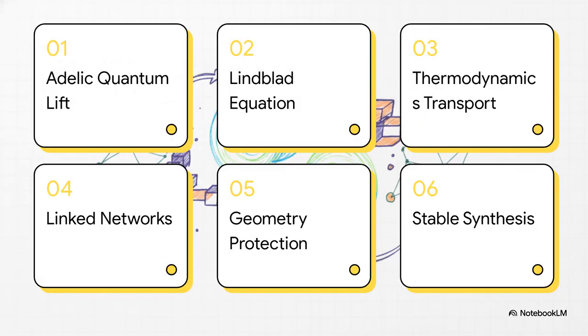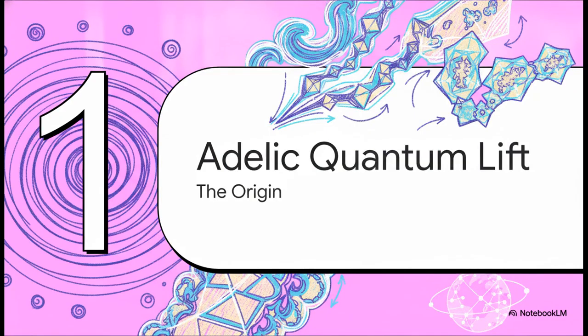Here's our roadmap for the explainer. First, the Adelic quantum lift, then the Lindblad master equation, followed by thermodynamics and nonlinear transport, entanglement in linked networks, geometry and topological protection, and finally, the ultimate stable synthesis. Starting right off with part 1, the Adelic quantum lift.